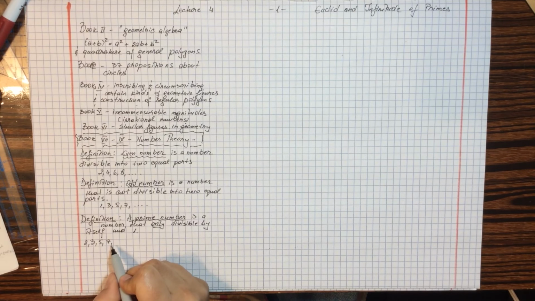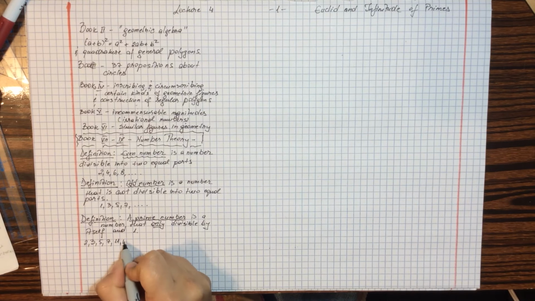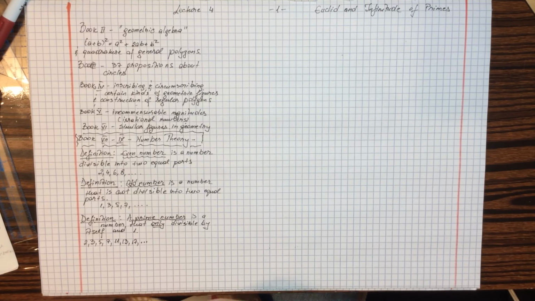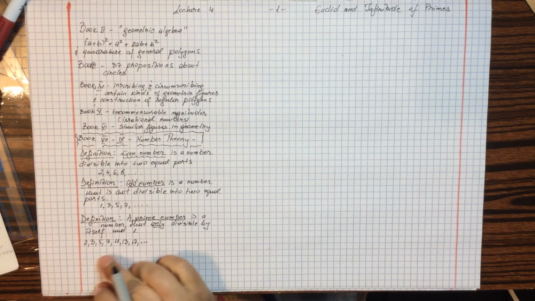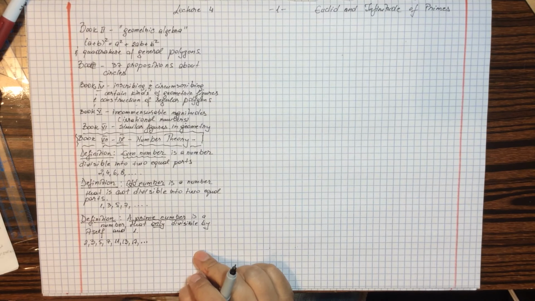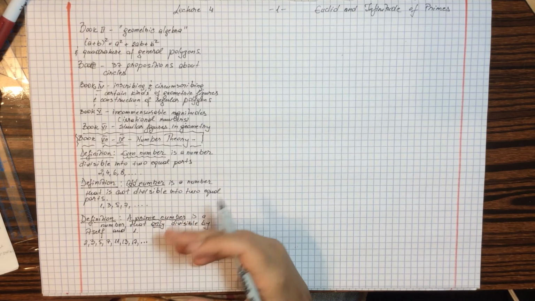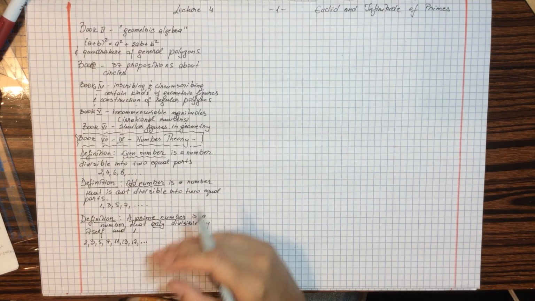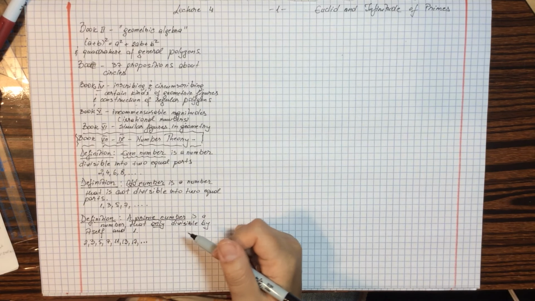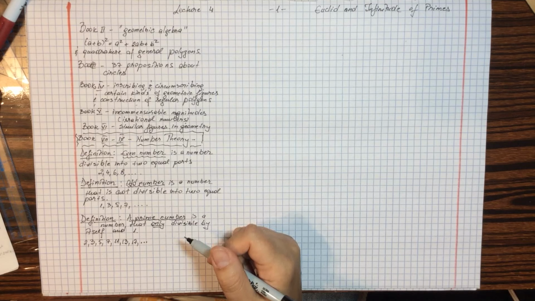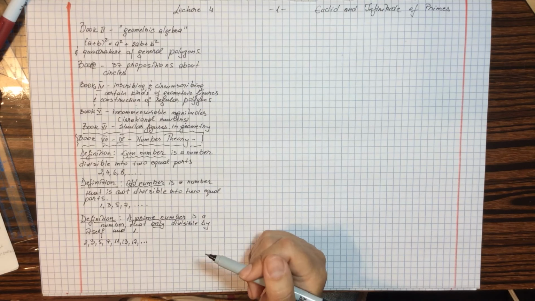So the next prime after 7: 8 is not, 9 is not, 10 is not, 11 it is, 12 is not, 13 it is, 14 is not, 15 is not, 16 it isn't, 17 it is, and so on. In fact, the further we go down the number line, the harder it is to tell whether a number is actually prime or not. And this is a very deep area of research, actually.